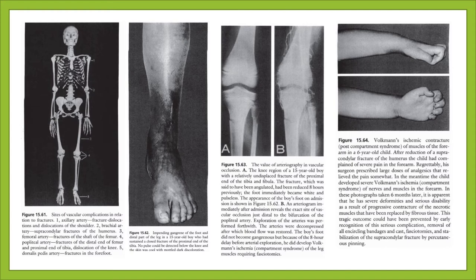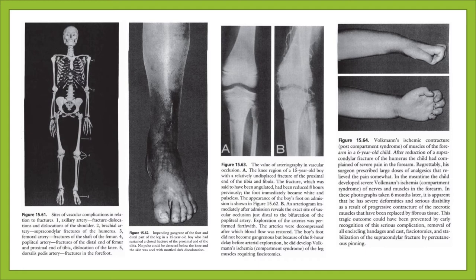Figure 15.64. Volkmann's ischemic contracture, post-compartment syndrome of muscle of the forearm in a 6-year-old child. After reduction of the supracondylar fracture of the humerus, the child complained of severe pain in the forearm. Regrettably, his surgeon prescribed large doses of analgesics that relieved the pain somewhat. In the meantime, the child developed severe Volkmann ischemia, compartment syndrome of nerve and muscle in the forearm.